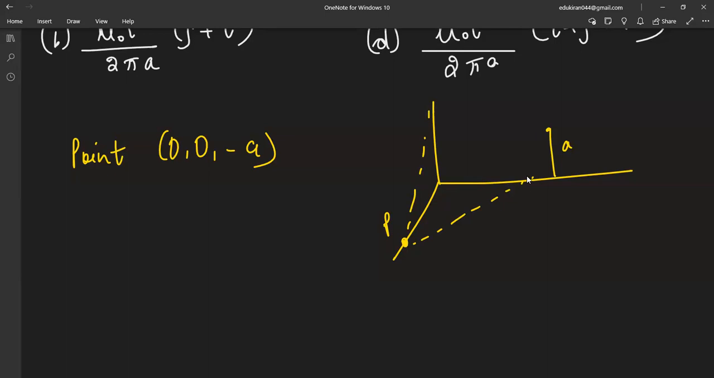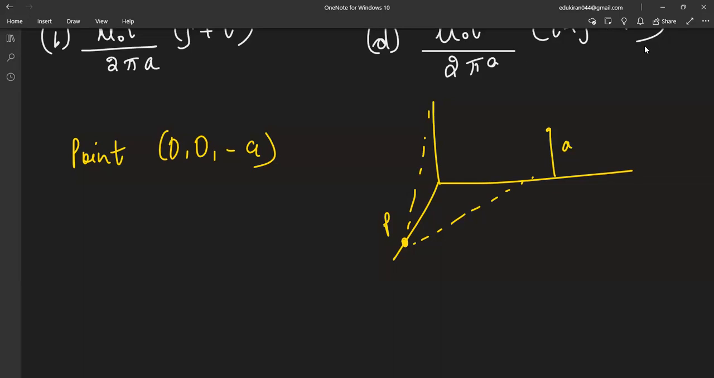Now, obviously, option D is never possible: mu naught I, i cap, j cap plus k cap, because k cap cannot be involved there, right? So we are left with three options: either j cap minus i cap, plus j cap, or i cap minus j cap. That we have to do.